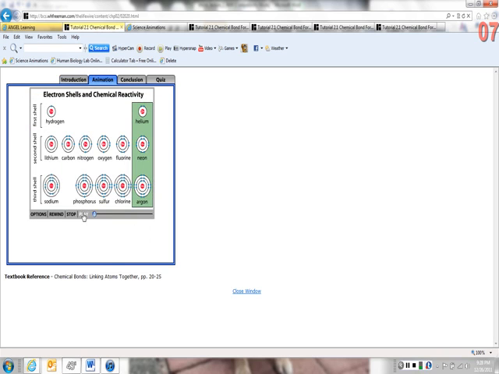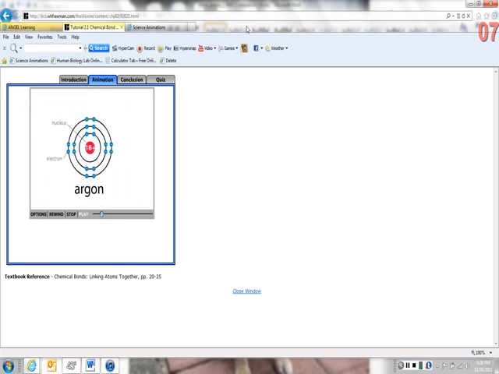The chemical reactivity of an atom is based on the number of electrons the atom contains in its outermost electron shell. Electron shells are depicted here as circles around the nuclei of the atoms. Each shell contains electrons with particular energy levels. Let's examine the electron shells of the element argon.